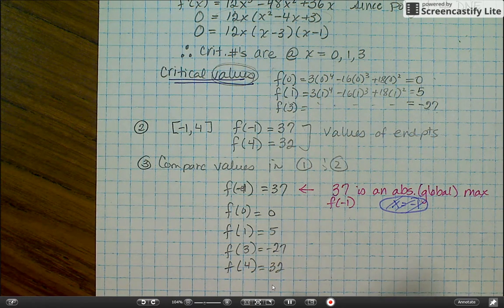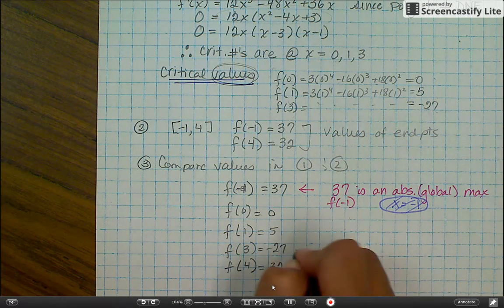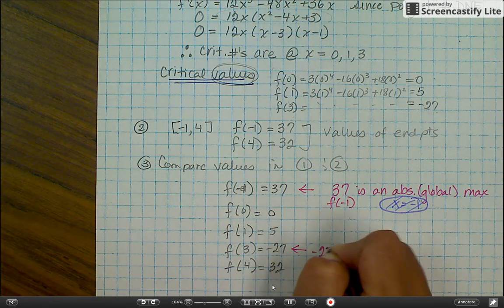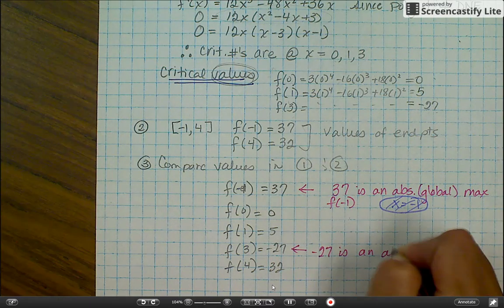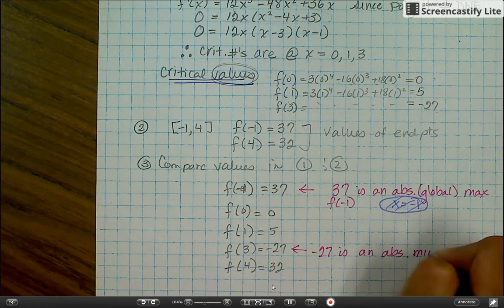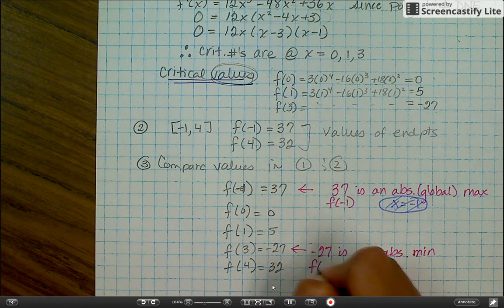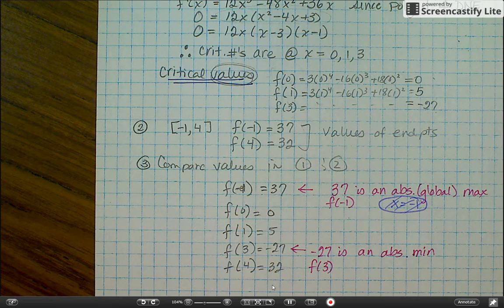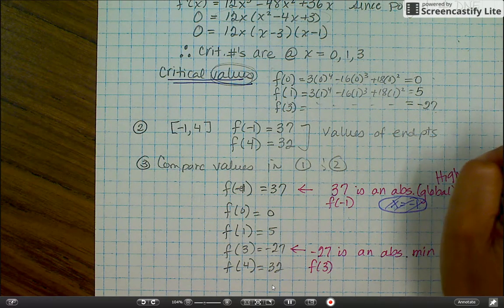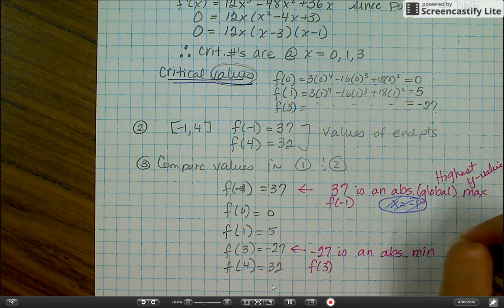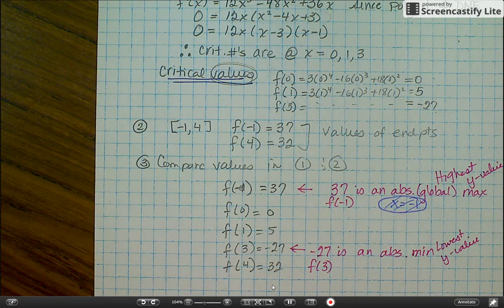Now we look at all of these and try to find which one is the lowest. And that's right here. -27 is an absolute minimum. Or you can say f of 3 is an absolute minimum. This is the highest y value, and this is the lowest y value. Okay, so that is part A. Now we need to do part B, and I'm going to do that in the next recording.